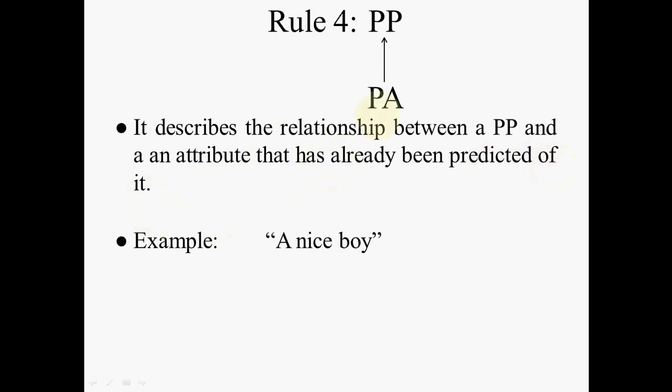For example, if you are good, good is your attribute. If you are intelligent, intelligence is your attribute. Okay, if you are nice, nice is your attribute. So whenever you have such kind of sentences, only then rule number 4 is used. Example, a nice boy. Okay, where boy is PP or the object and nice is an attribute or PA that has already been predicted of it. People have predicted that boy is nice. Okay, it's an attribute, it's not a physical property. Okay, so it can be written now as nice boy. That means boy is nice, with the PP, PA.